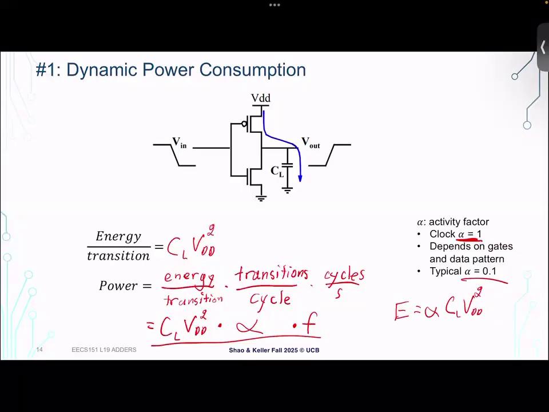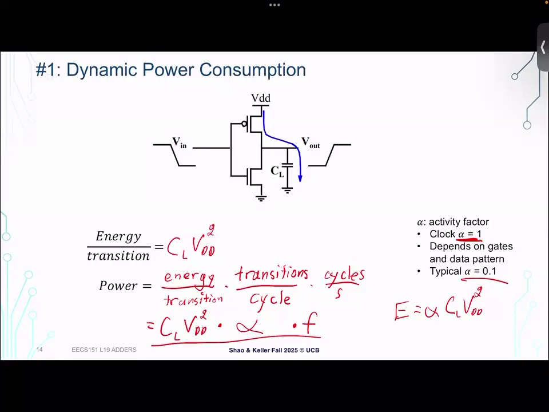So the question is, why does activity factor depend on gates and data pattern? It depends on the inputs to your circuit, right? Let's say you're on your FPGA, you've designed a circuit that will increment a counter every time a user pushes a button on your FPGA board. If the user isn't pushing the button, then your activity factor is going to be 0. None of your inputs are toggling.